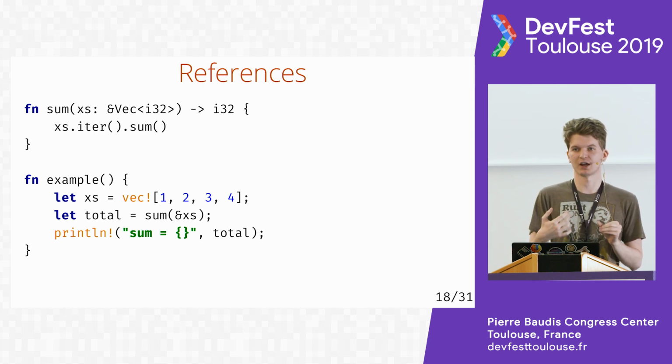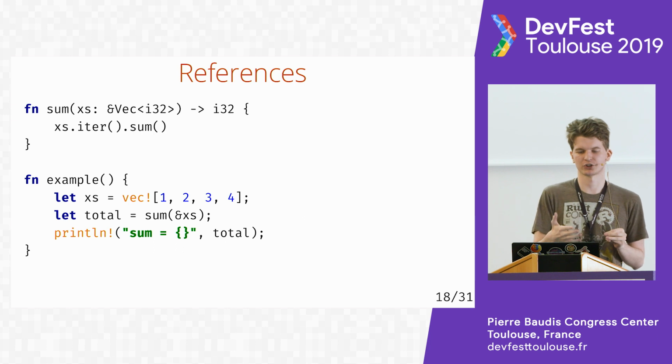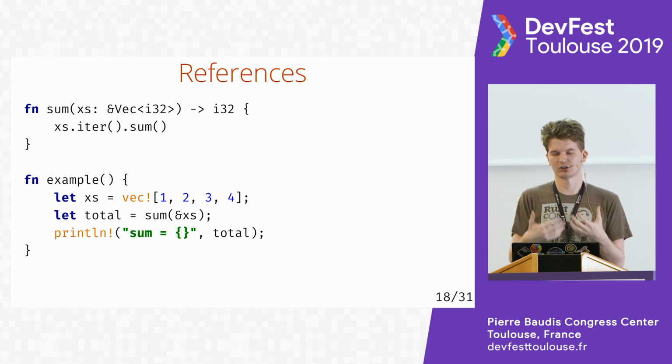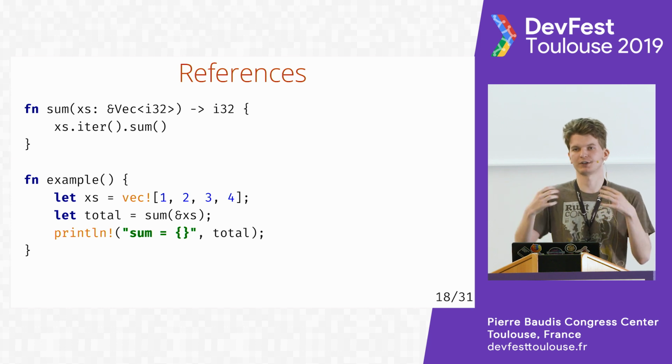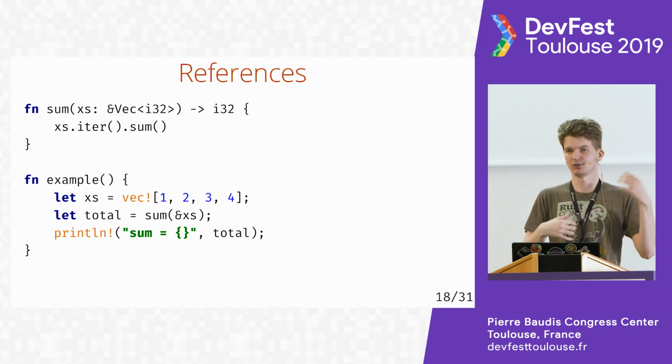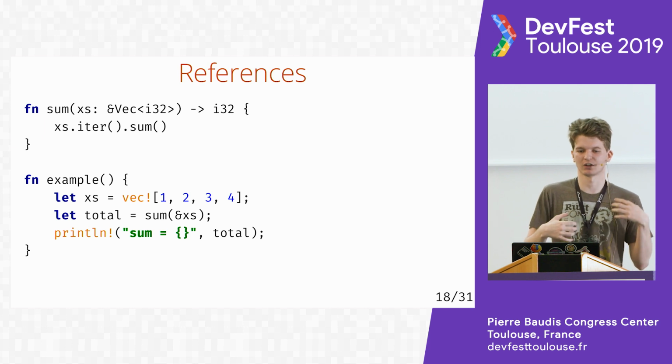Reference is spelled as ampersand. So here the function sum takes the vector by reference. And if you take a reference to a value, you don't actually claim the ownership of the value. So the value stays in place and you can use it afterwards.